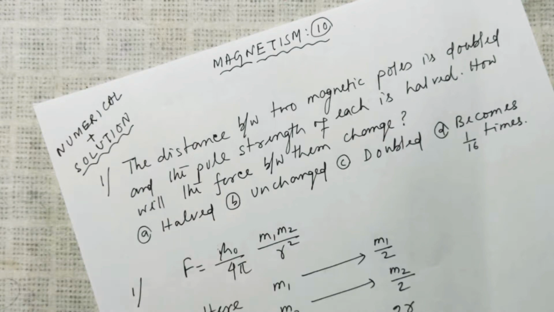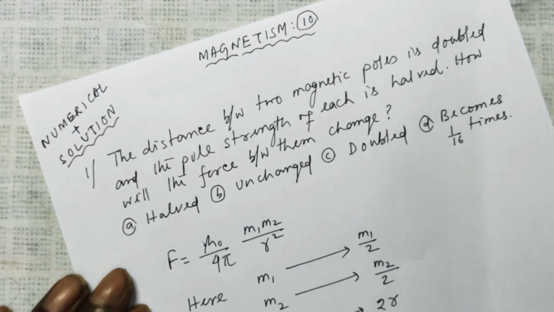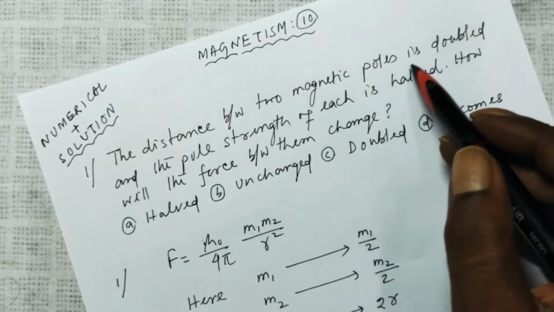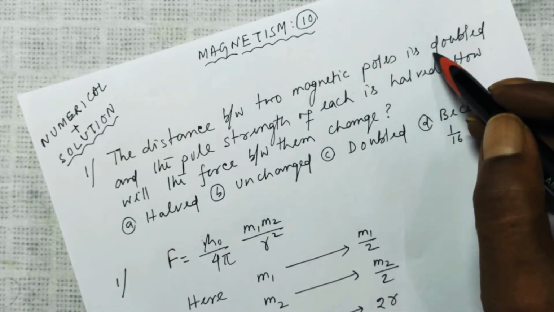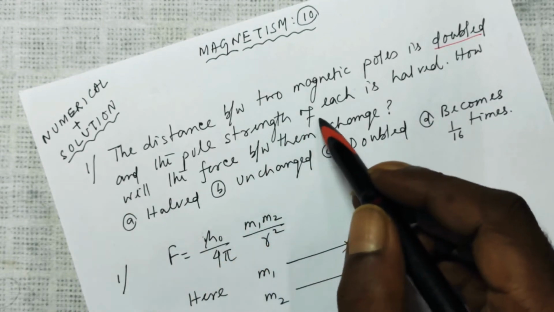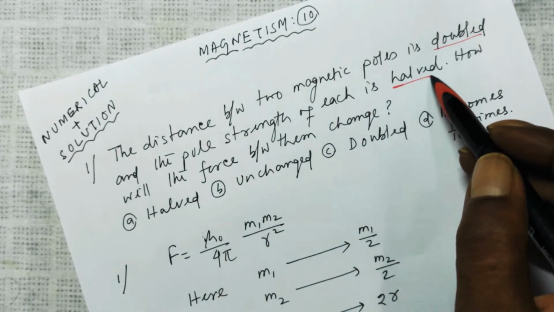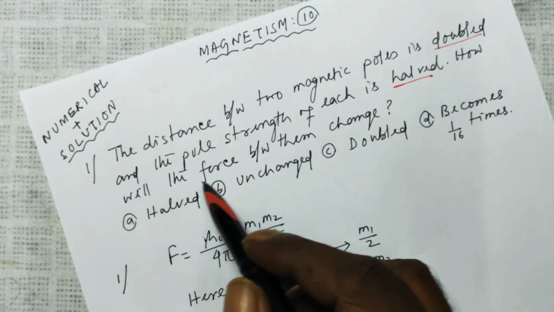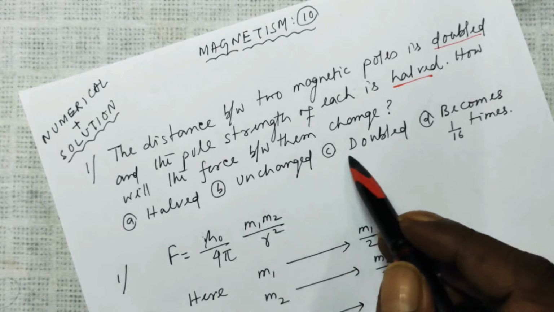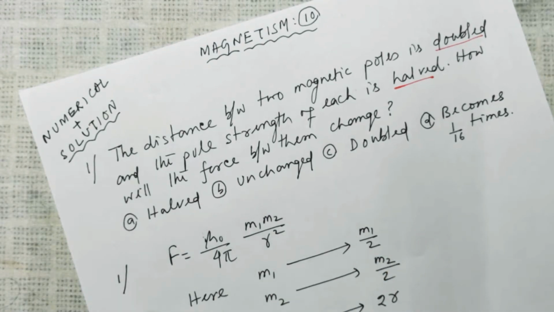So let us begin with number 1. The distance between two magnetic poles is doubled, and the pole strength of each is made half. How will the force between them change? First choice, second choice, third choice, fourth choice.